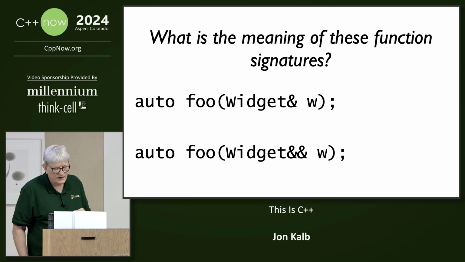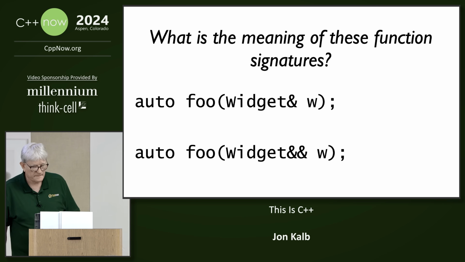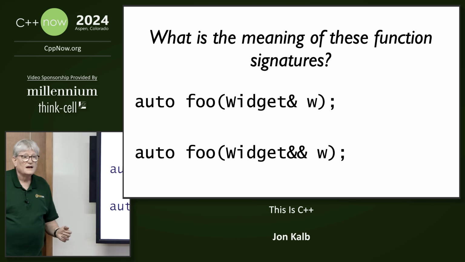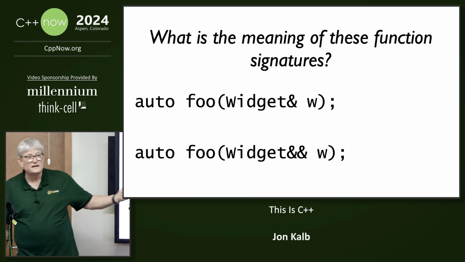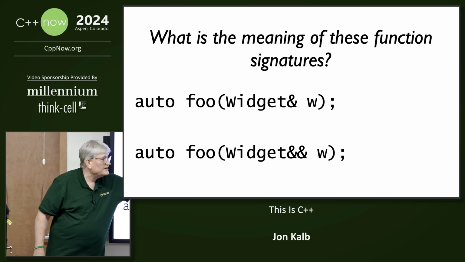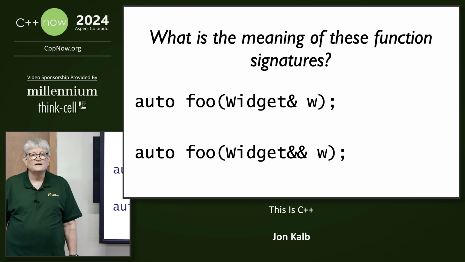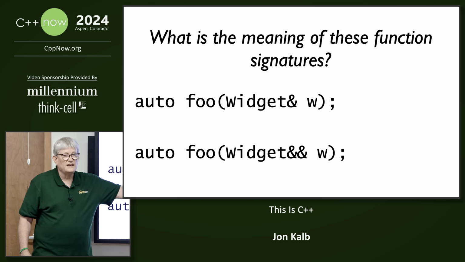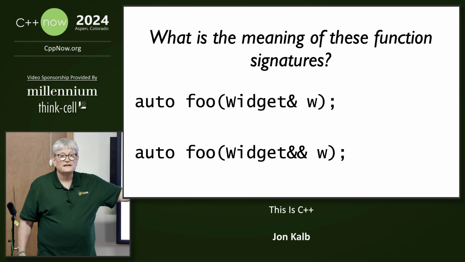So I want to consider the semantics. What is the meaning of these function signatures? Right? So what does the first function signature mean? Well, this signature is saying that this function is taking a non-const lvalue reference to its parameter. And so what can it do with that parameter? It's non-const, so what can it do? It can mutate it. But there is a constraint. It must leave the parameter in a valid state. It must not violate the invariants, right?